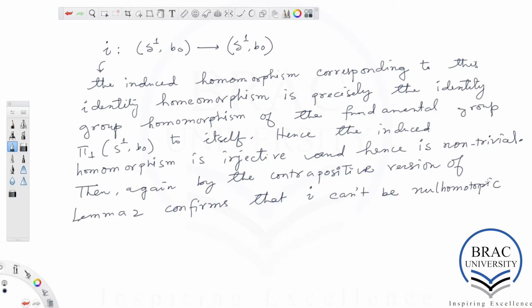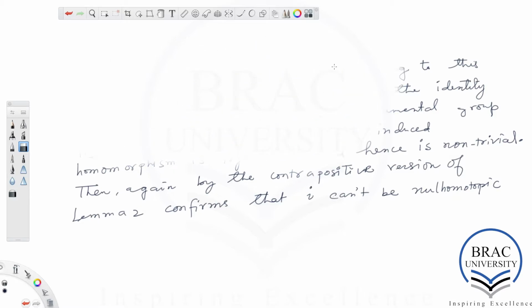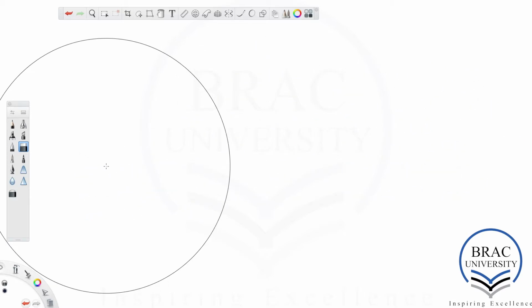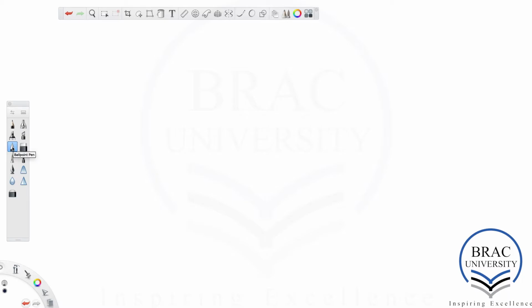Alright, now we have our third theorem, which is a very important theorem that will be used to prove the Brouwer fixed point theorem for the two-disk. So let me state this theorem first and then I'll prove it.